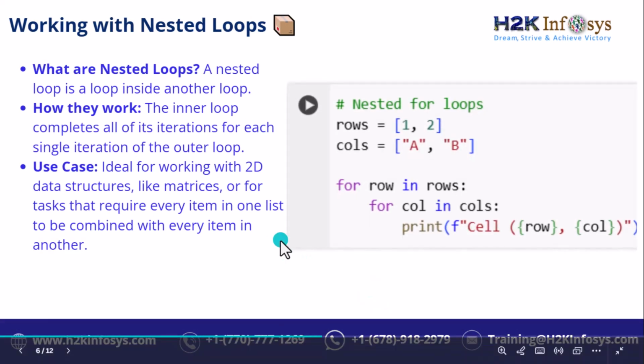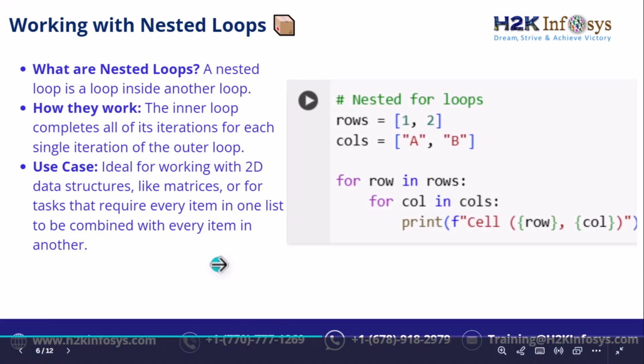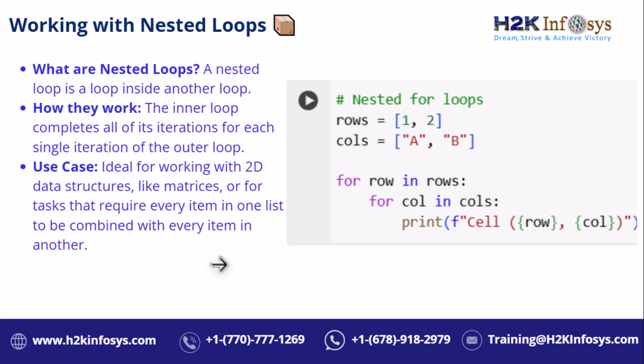Yes. So next we're going to see about the nested loops. What are the nested loops? It is loops inside a loop. So we have rows and columns, and then I am using two for loops. So how exactly it works here is, these are the rows 1 and 2, columns A and B.